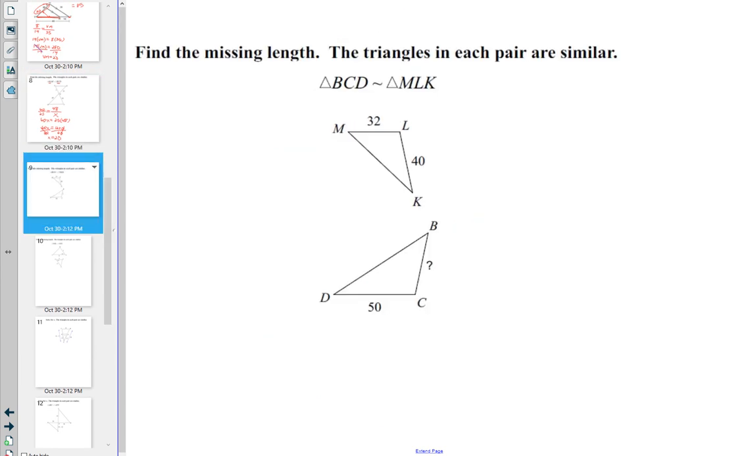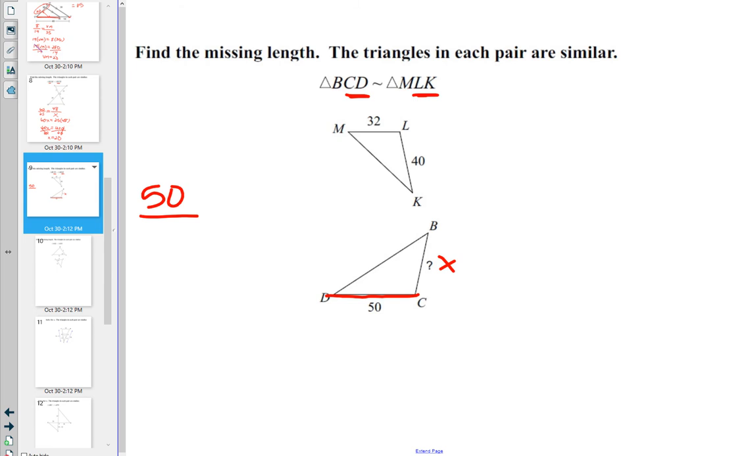Find the missing length. Again, they give you a similarity statement. So let's see what corresponds. Here I can see that DC is the 50. That's the only measurement I know on that triangle with the X. CD are the last 2 points, so that's going to correspond with LK. Don't just go by the diagram. They purposely make diagrams misleading to try to get you to not match up the correct corresponding measurements. So 50 over LK.